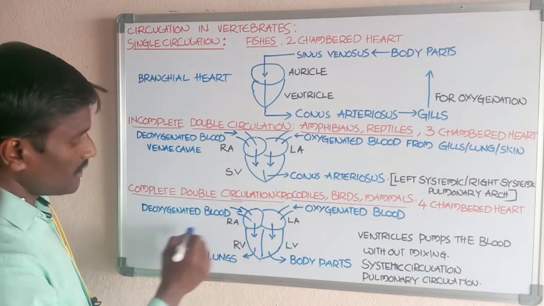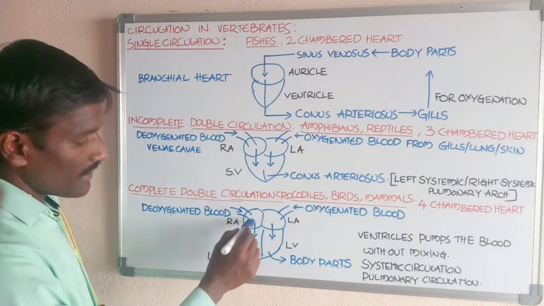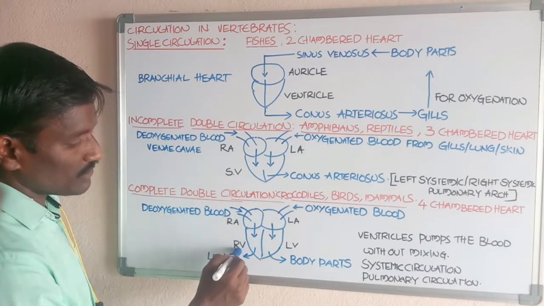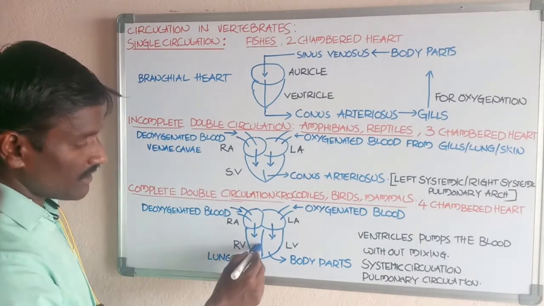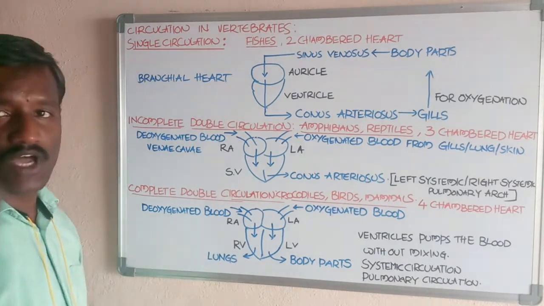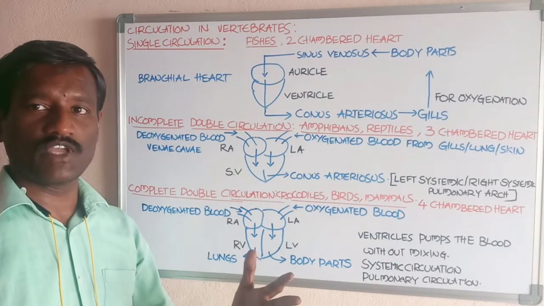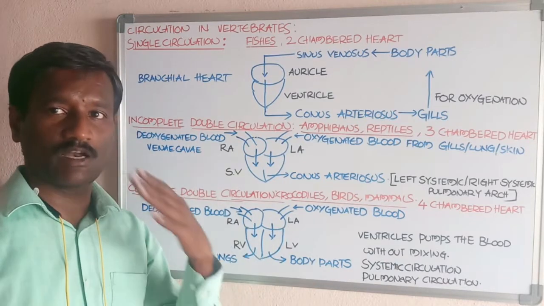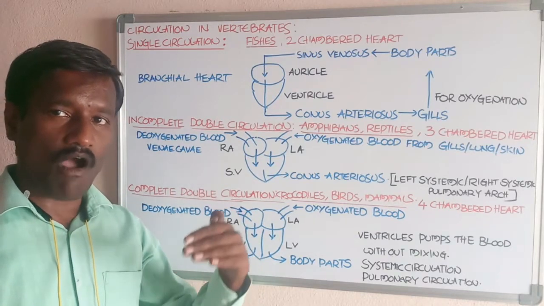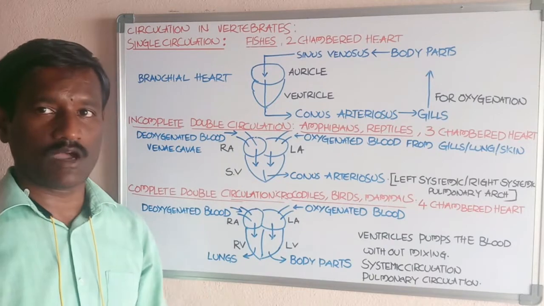The right atrium receives deoxygenated blood from the body parts, and after receiving it, pumps it into the right ventricle. The right ventricle passes the deoxygenated blood into the lungs. There is no mixing of oxygenated and deoxygenated blood. The flow is separate: oxygenated and deoxygenated blood flow separately through the heart chambers.